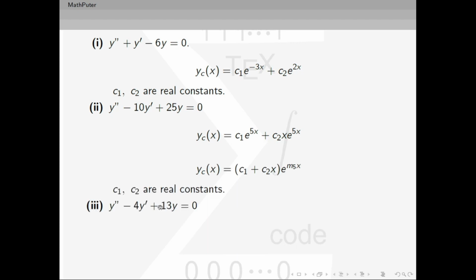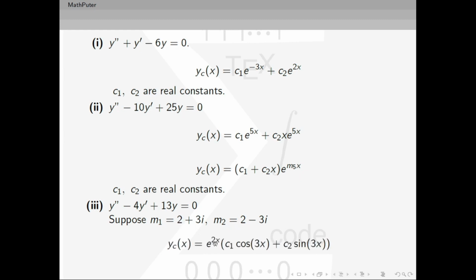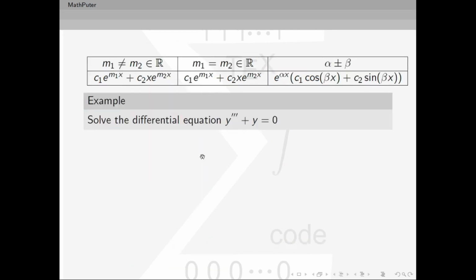The third example, y double dash minus 4y dash plus 13y equal to 0. And we have the roots 2 plus 3i and 2 minus 3i. So the real part is 2, which gives e raised to 2x here, then c1 cos 3x and c2 sin 3x. We have other examples also.